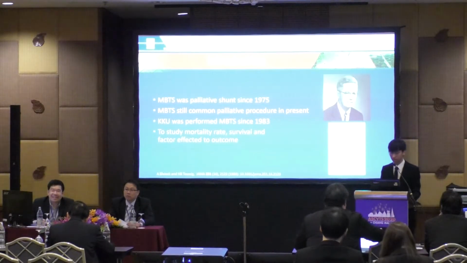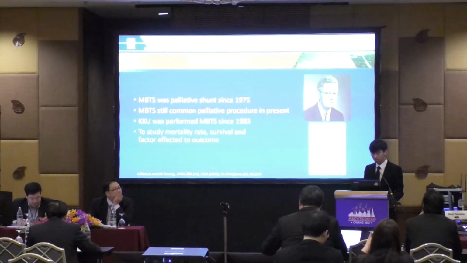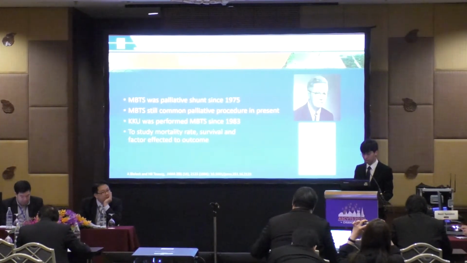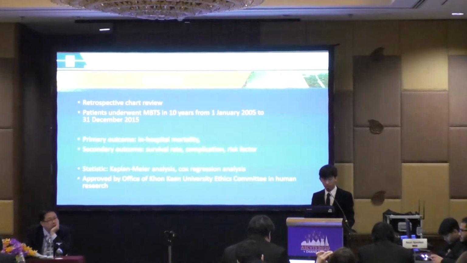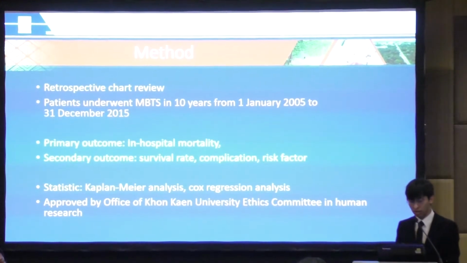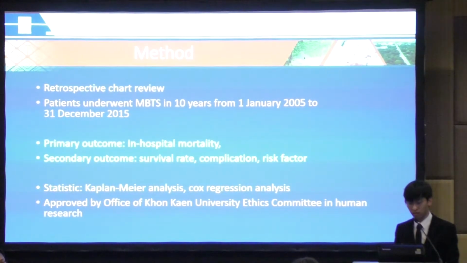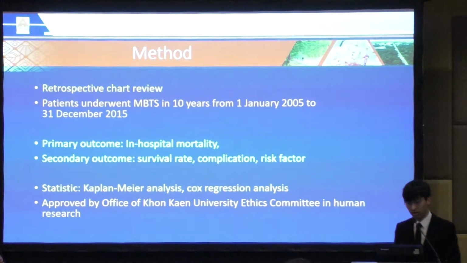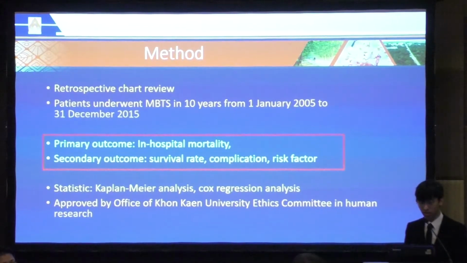Modified Blalock-Taussig Shunt, 1983. The objective of this study is to study mortality rate, survival, and factors affecting outcome. The methodology is a retrospective chart review of patients who underwent a modified Blalock-Taussig Shunt over 10 years, from January 2005 to December 2015. The primary outcome is in-hospital mortality, and secondary outcomes are survival rate, complications, and risk factors.